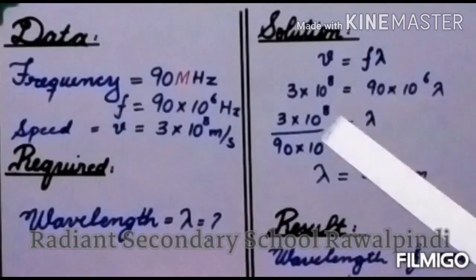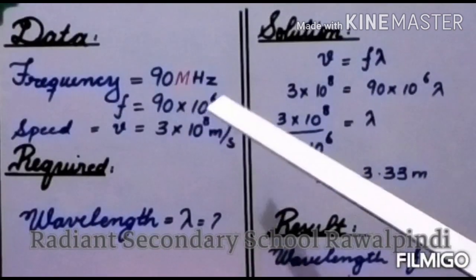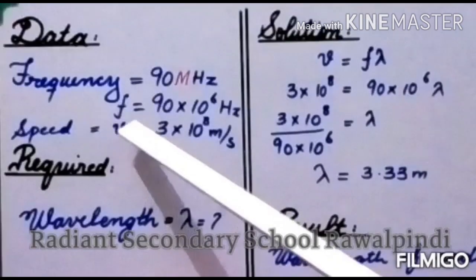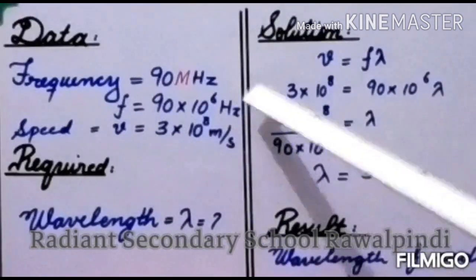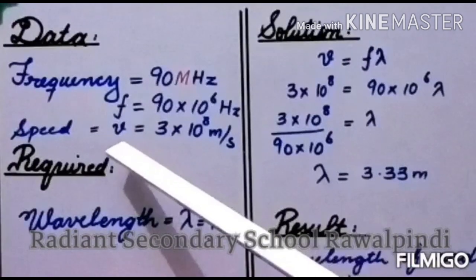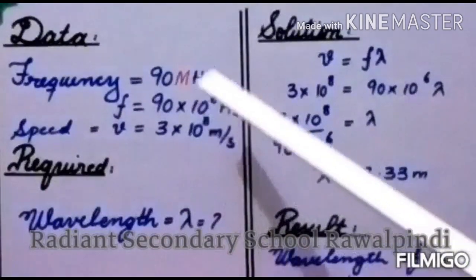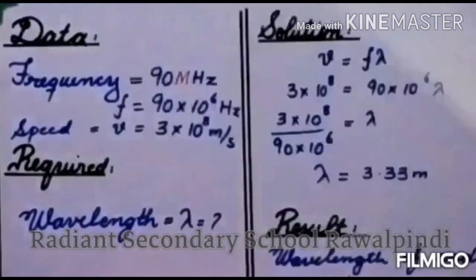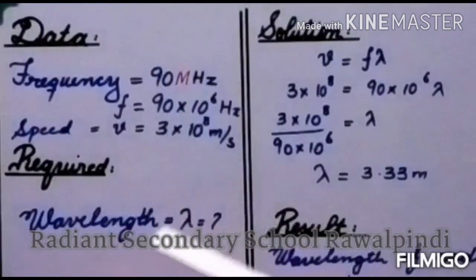Frequency of radio waves was given as 90 MHz. Instead of mega, you will put 10 raised to the power 6. So frequency will become 90 into 10 raised to the power 6 Hz. The second thing given in the data was the speed of the radio waves, that is 3 into 10 raised to the power 8 meter per second. This is how you will write your data. The next thing is required. What to find? The required was wavelength.